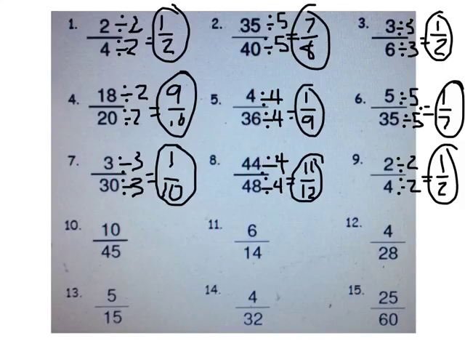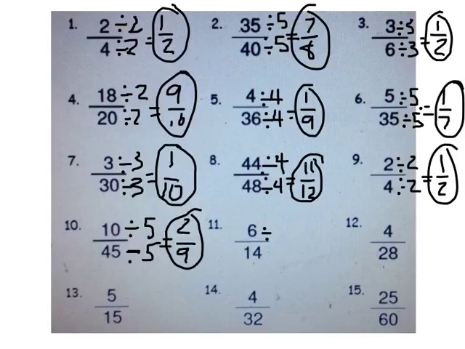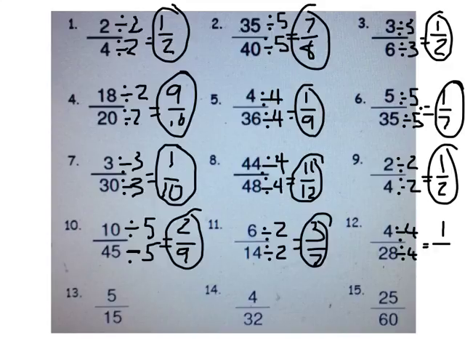Write 10 over 45 in simplest form. 5 goes into both. The correct answer is 2/9. Write 6/14 in simplest form. 2 goes into both. The correct answer is 3/7. Write 4/28 in simplest form. 4 goes into both. The correct answer is 1/7.